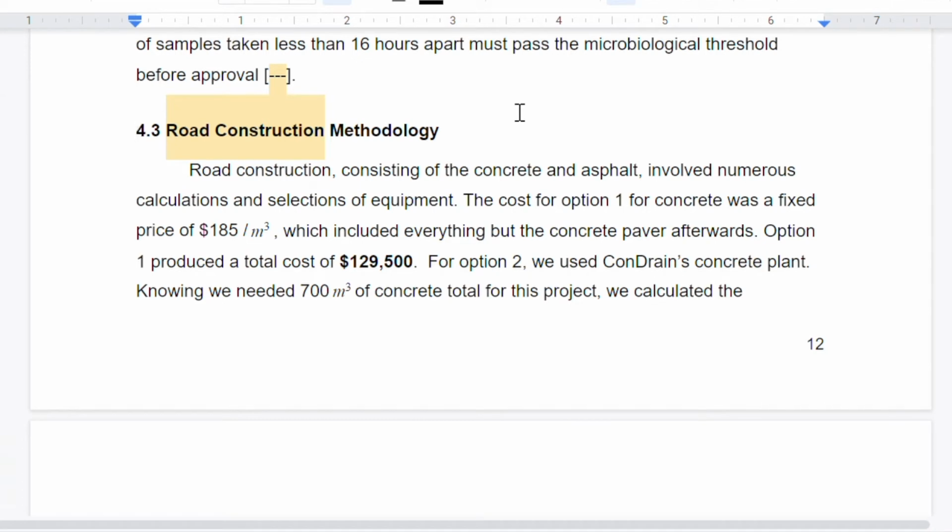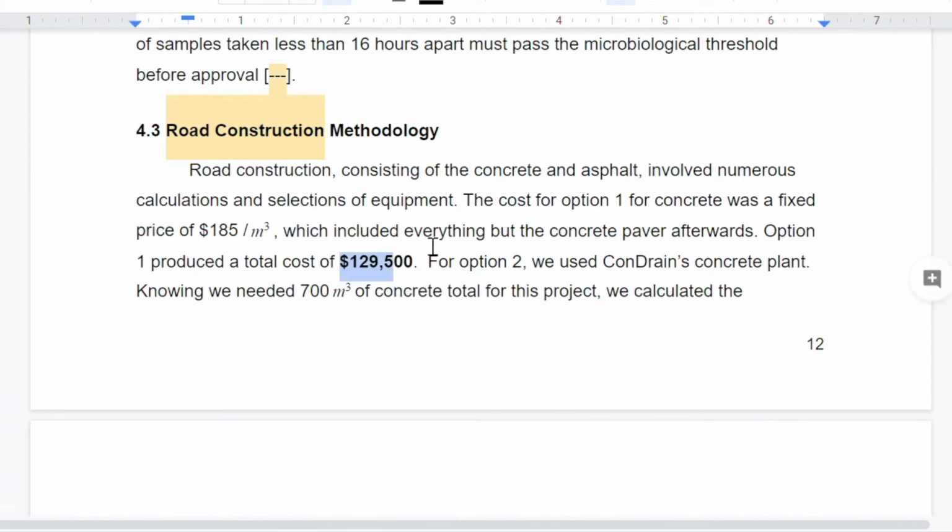Hello, this is Andrew Mancini. I'm just going to be going over the concrete construction methodology for the curbs and sidewalks. So the option 1 cost was $185 per meter cubed. We were told that we needed 700 meter cubed total. So that was an easy final price to get of about $130,000 right here.